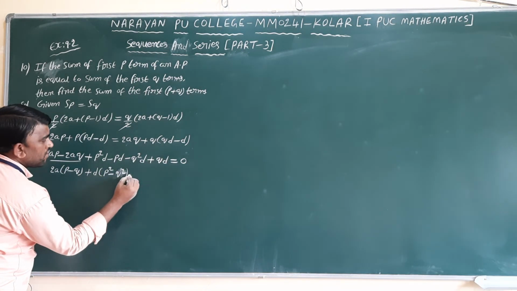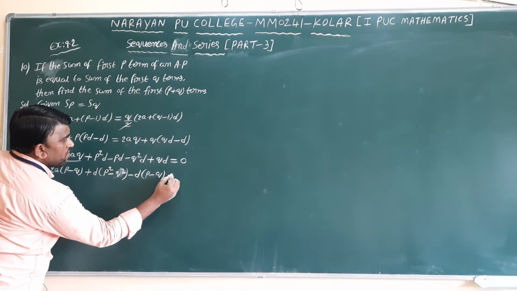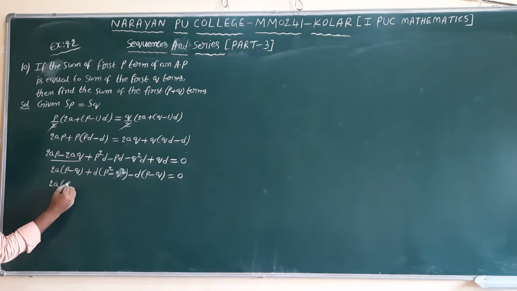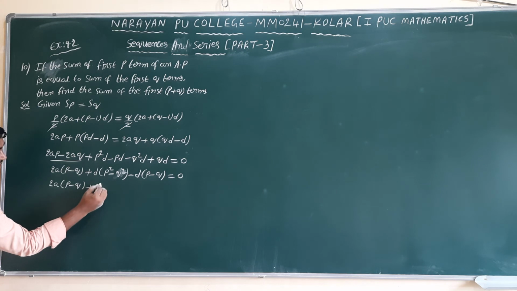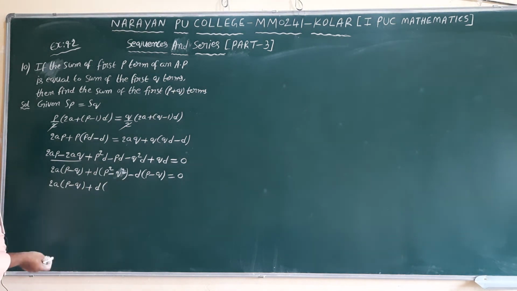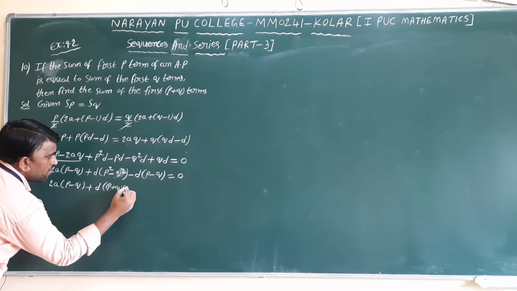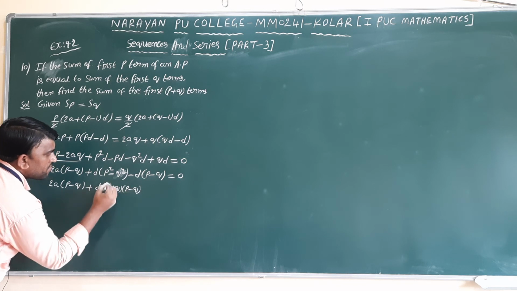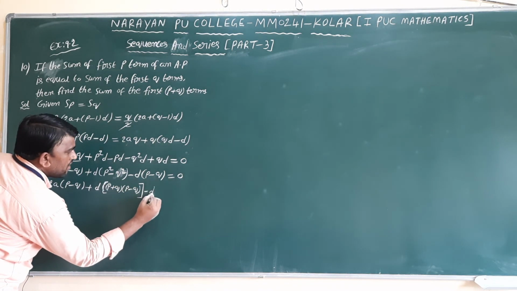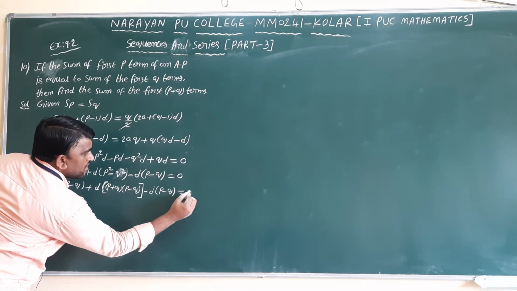Now from this minus d we can take common, p minus q is equal to 0. 2a into p minus q plus d into, it is in the form of a square minus b square, a plus b into a minus b, p plus q into p minus q, minus d into p minus q is equal to 0.